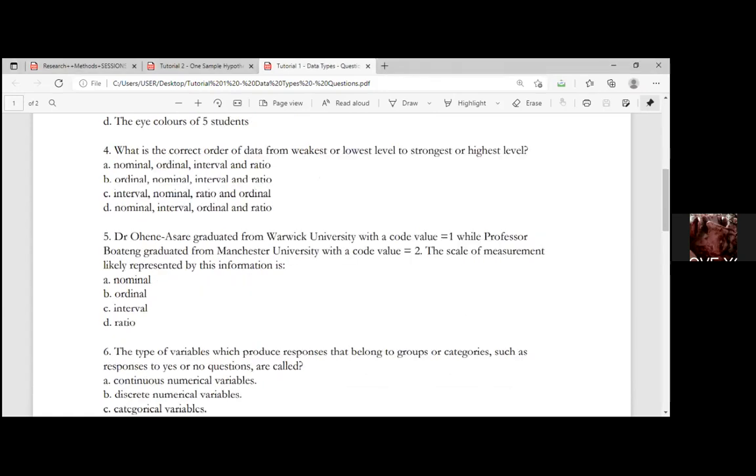Now, Dr. Ohene Asare, who is in charge of research methods? He's the lecturer for the research method. He will take you.